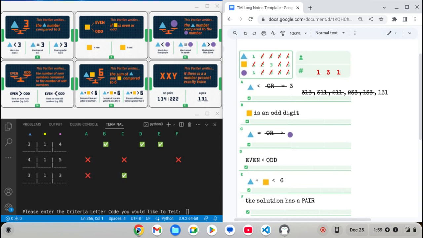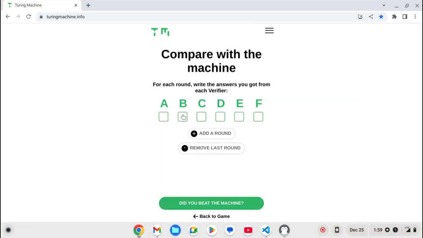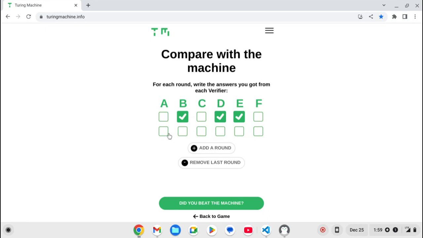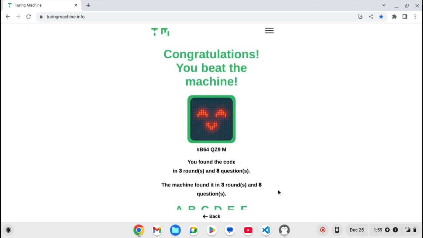So let's go ahead and type that up. That was B, D, E in the first round. So B, D, E, all correct. Second round proposal wasn't even close, but we learned from our mistakes. And in the second round, I believe A again was incorrect, but C was correct. So let's see, how do we do? Okay, yes, we tied with the Turing Machine, but that is our win.